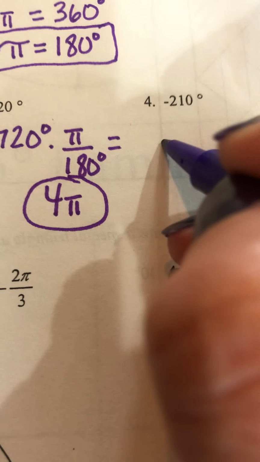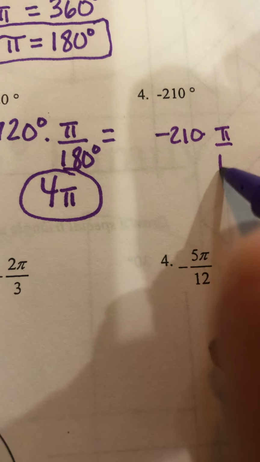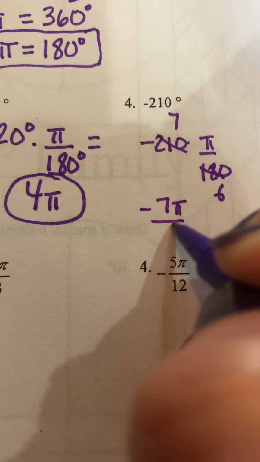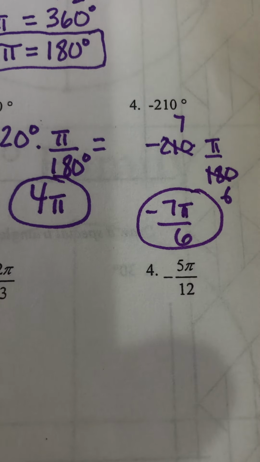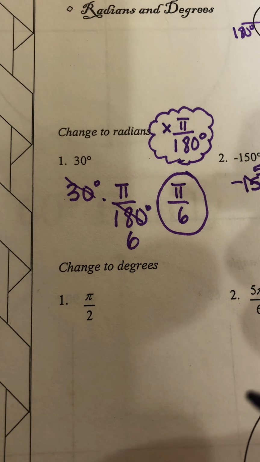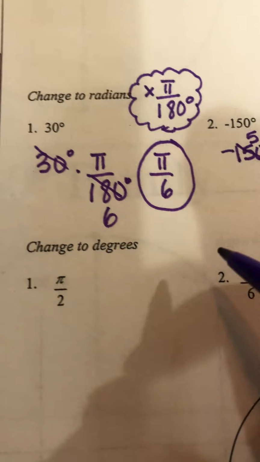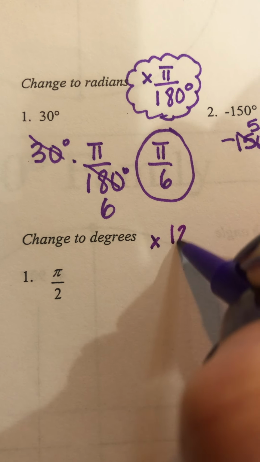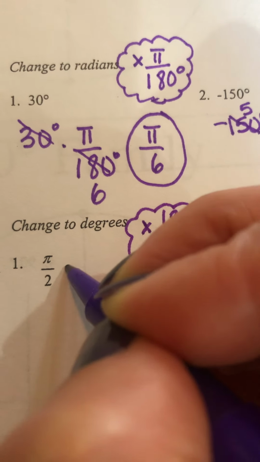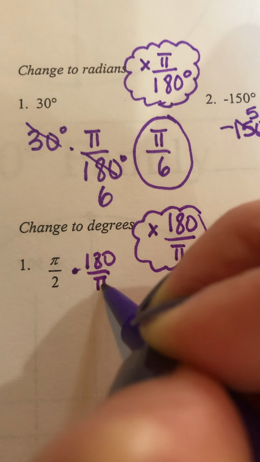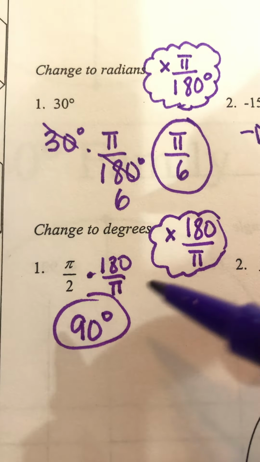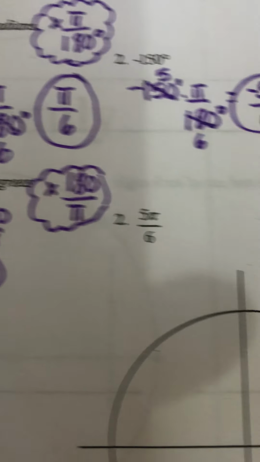Negative 210, again, if I multiply by pi over 180, I'm just going to reduce my fraction. 30 goes into each of those, negative 7 pi over 6. So that's changing from degrees to radians. If I want to change from radians to degrees, I'm going to multiply by the reciprocal, 180 over pi. Now some of them we already know by heart, like we already know that pi over 2 is 90 degrees, but that is the equation, I guess, that would show us that.